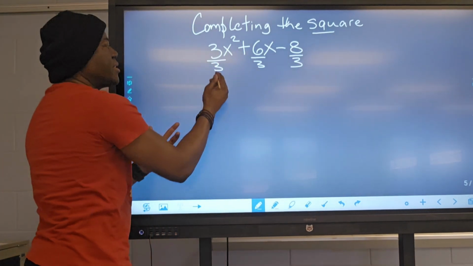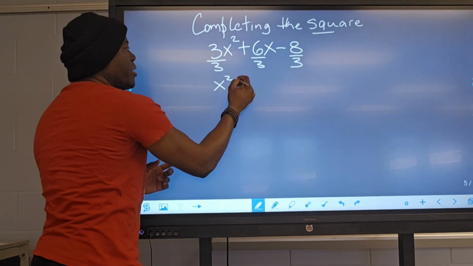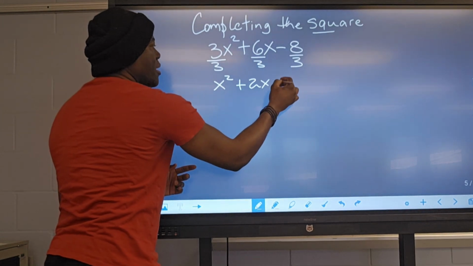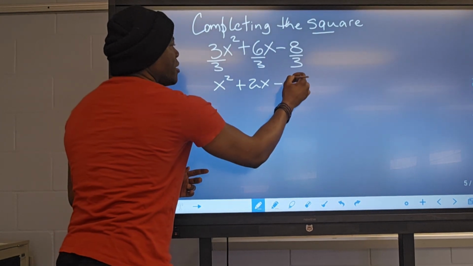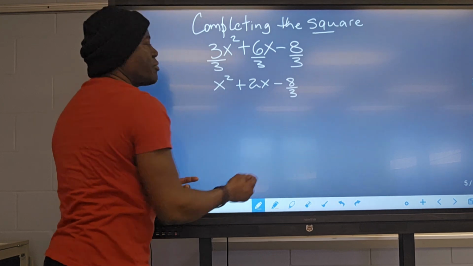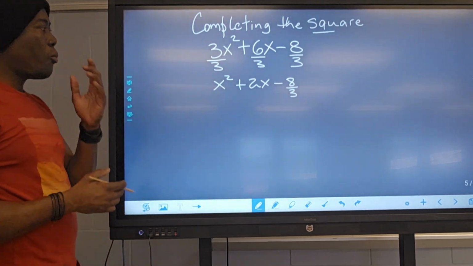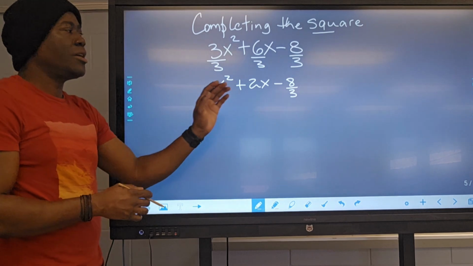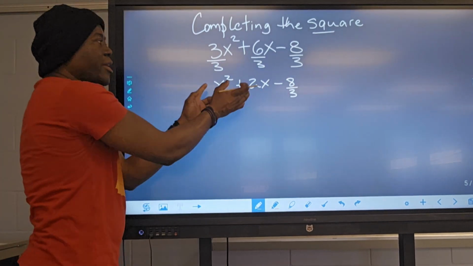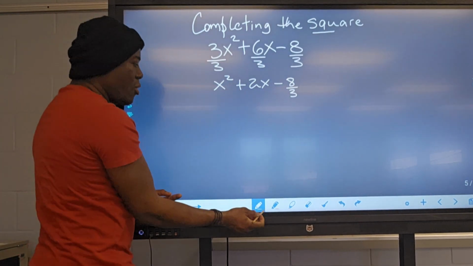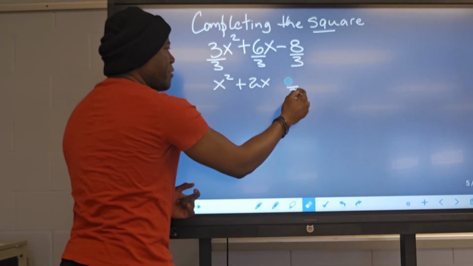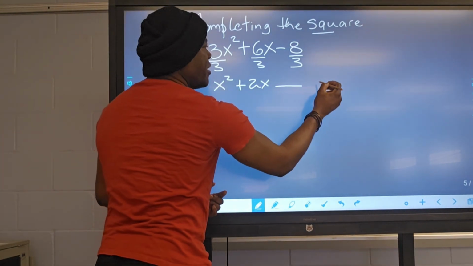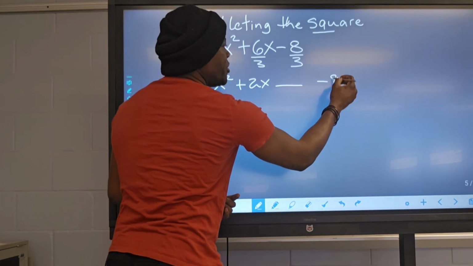And so what we're looking at here is x squared plus 2x, and we're going to minus 8/3. So what we do in this case is isolate this 8/3, push it aside, and then deal with the x's first. So we're going to take this part here and leave a space here. We're going to put it somewhere out here.